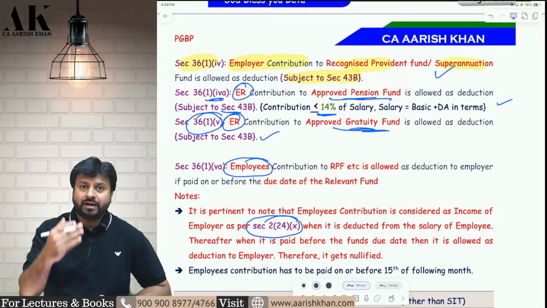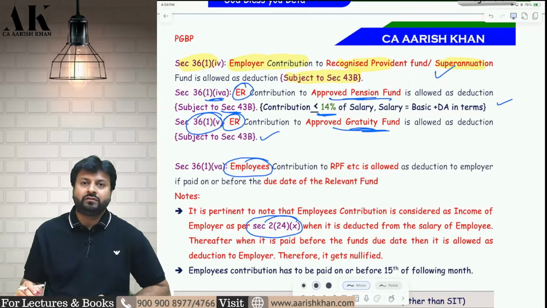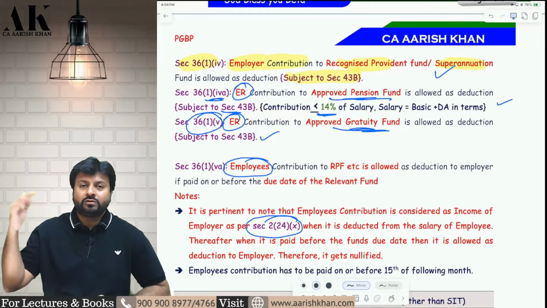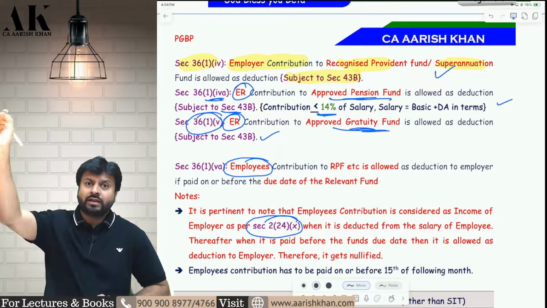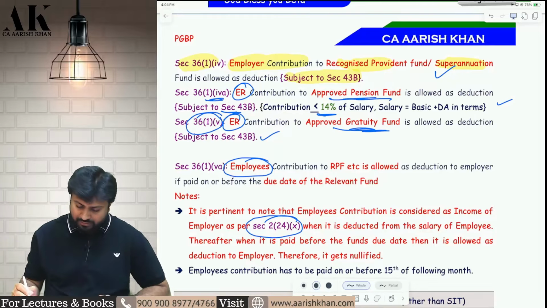If it is a March salary, I have to make the payment till 15th of April. If it is a January salary, I have to make the payment till 15th of February. Now for employee contribution, I don't have the time to pay till the due date of filing of return. I hope it is clear to all of you.